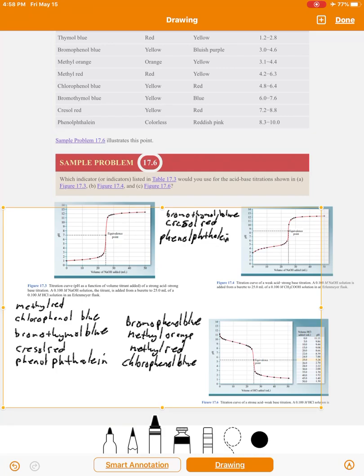What about bromothymol blue? Well, that's about 6 to 7.6. So it might start changing color a little too quickly. It's going to change the color at 7.6. It'll have changed color completely by the time you get down to pH 6, and that's still above the equivalence point. So that's probably not too good there. There you go.